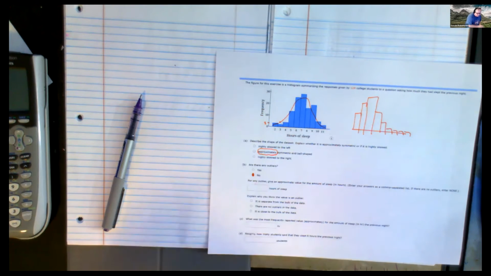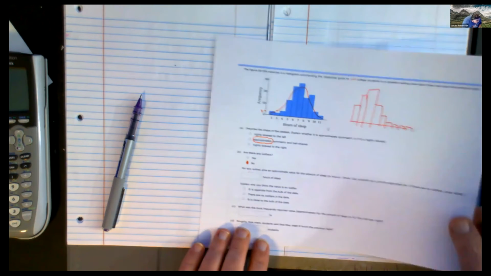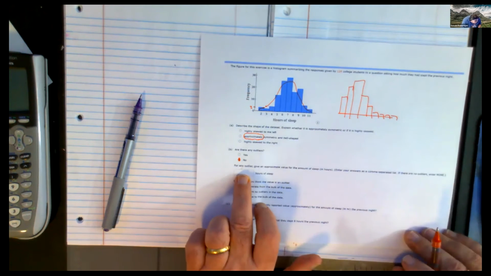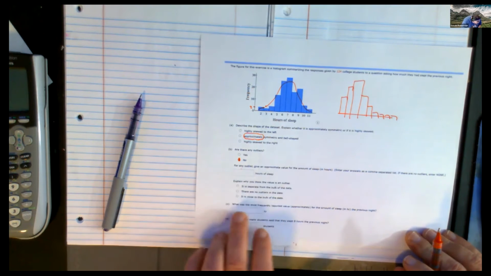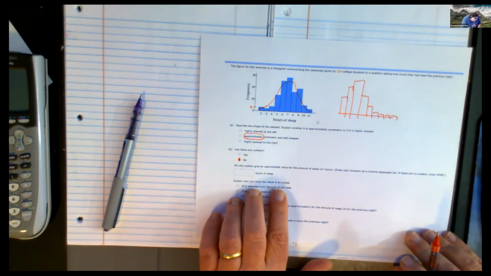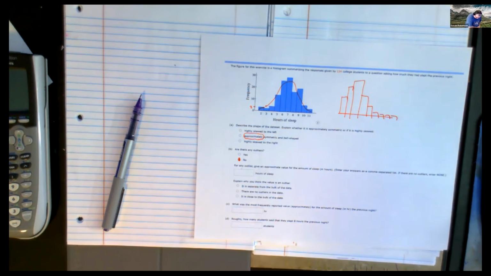Not kind of, it's sort of skewed to the right. I'm not 100% sure, or I want to stick the word approximately in front of it, if, you know, that would be the difference. Now, since there aren't any outliers, I don't fill that box in. Explain why you think this value is an outlier. Well, since I don't think it's an outlier, I would leave that blank as well.